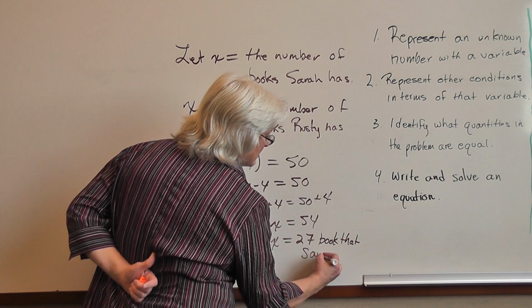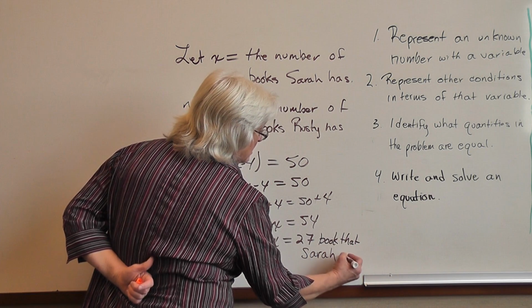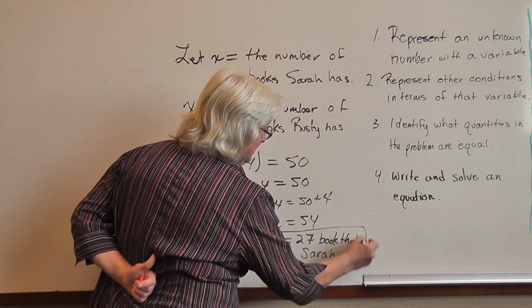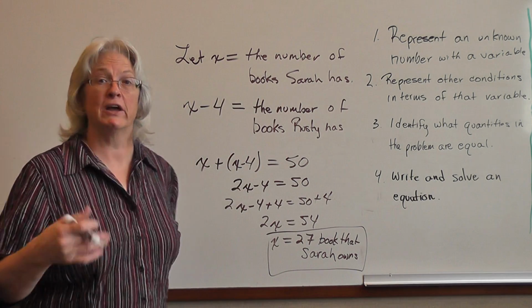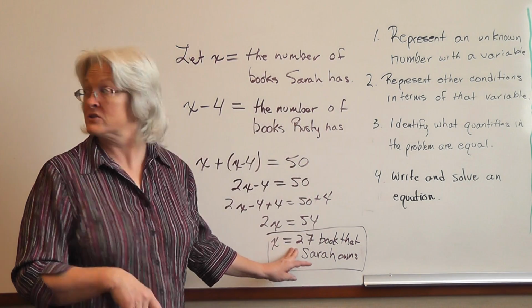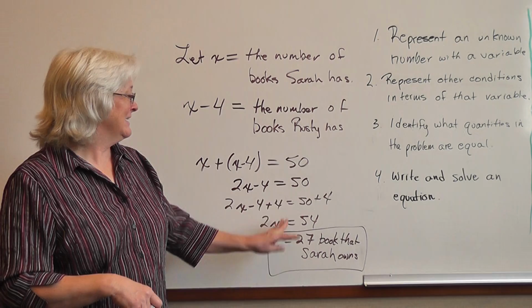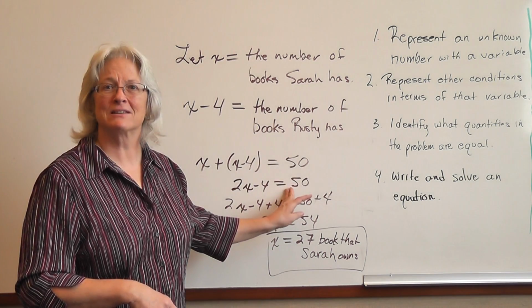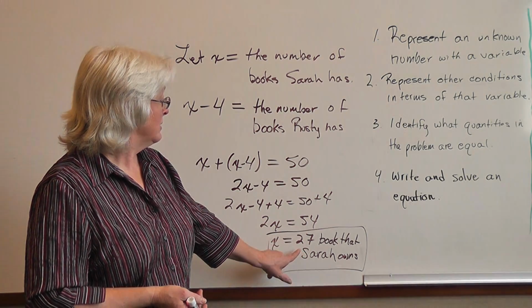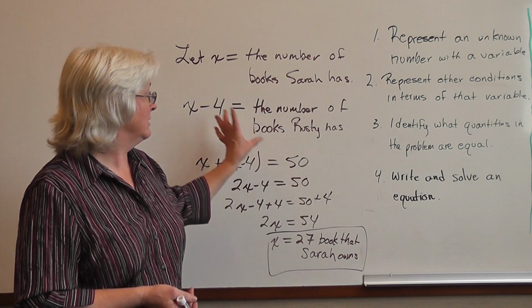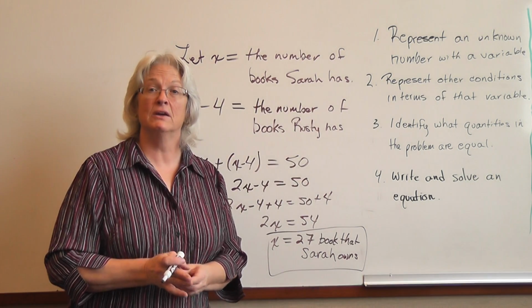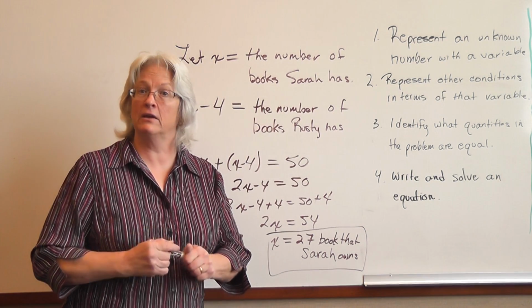So how many books does Rusty have? I put a question mark at the end of this statement because I was asking you a question. Sarah has 27 books. 27 minus 4 is 23 books that Rusty has. 23 plus 27 gives us 50 books. But your problem did not ask for that. So even though that's the answer, it's only asking you for 27 books, which is how many Sarah has. So that's the end of this problem. Thank you. We'll see you next time.